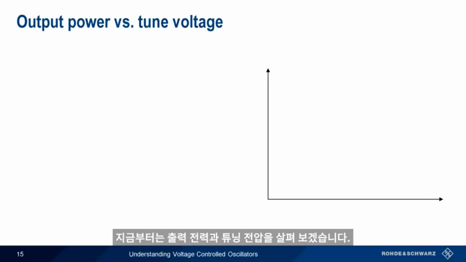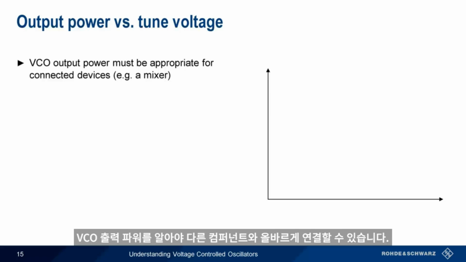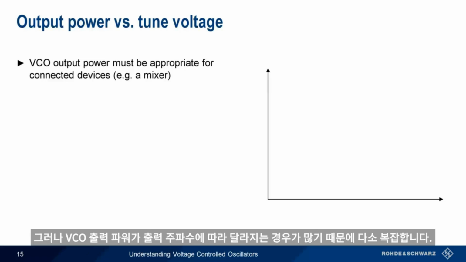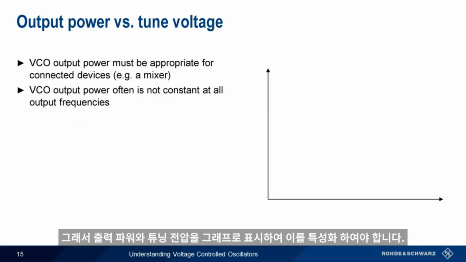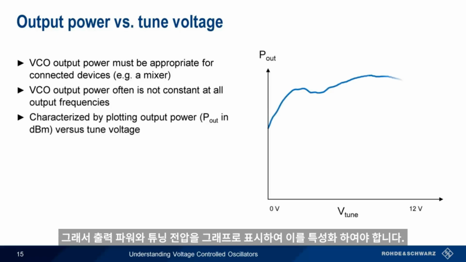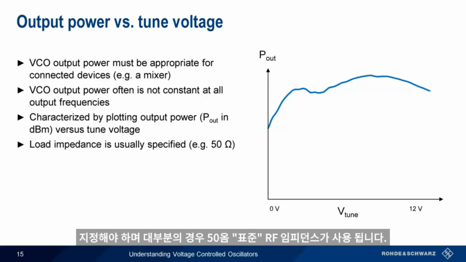Now let's look at output power versus tune voltage. VCOs are often connected to other devices, such as mixers, so it's important that the VCO output power be known and be appropriate for the connected device. This situation is somewhat complicated by the fact that VCO output power is often different at different output frequencies. We can characterize this by plotting output power versus the tuning voltage. When making power measurements, the load impedance should be specified, since it affects the amount of delivered power, and in most cases the standard RF impedance of 50 ohms is used.